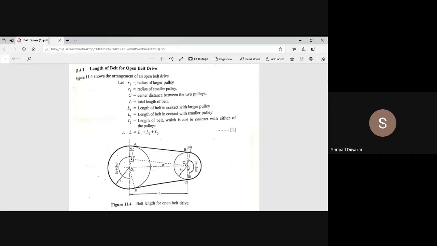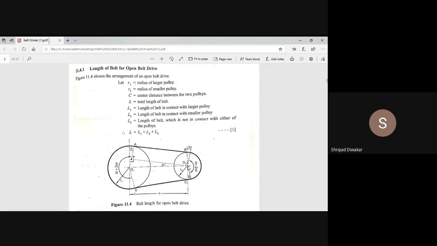Next you draw one line passing through the center point O1. Similarly, you draw one more line passing through the center point O2. First drawing two circles, next drawing two lines, one passing through O1 and another passing through O2. Next, you have to join O1 and O2 with one line. Now what is O1O2? O1O2 is the center distance between the two pulleys, that is the driver pulley and the driven pulley.